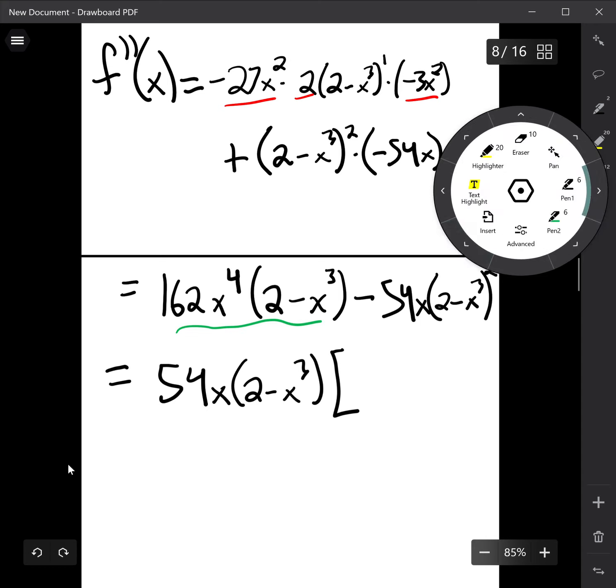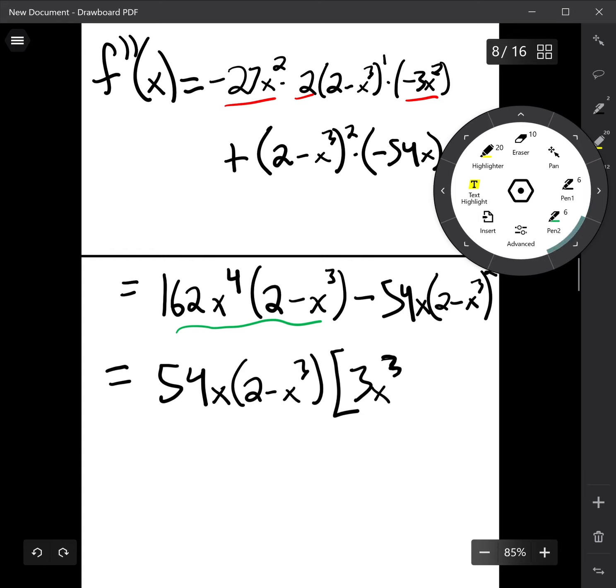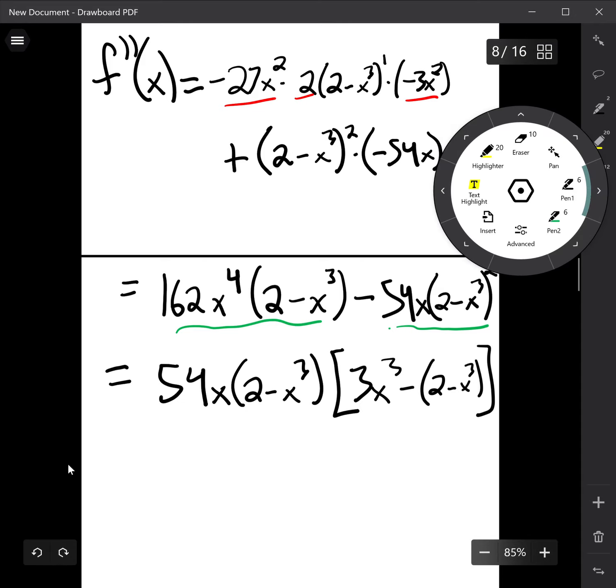Well, what's left over from this stuff? It'll end up being a 3x cubed. Right, the x cubed coming from this right here, because I only pulled out one 3, and the 3 coming from the 162. Now what was left from the second part over here? Well, it turns out that we pulled out the 54, we pulled out the x, so we only have one copy of 2 minus x cubed left over, because I had 2 of them to begin with.